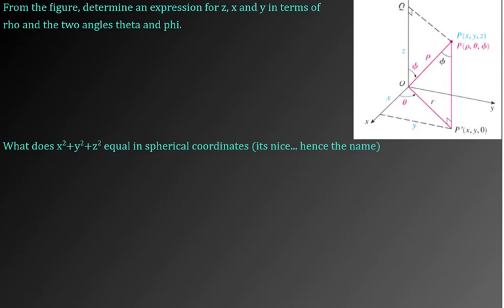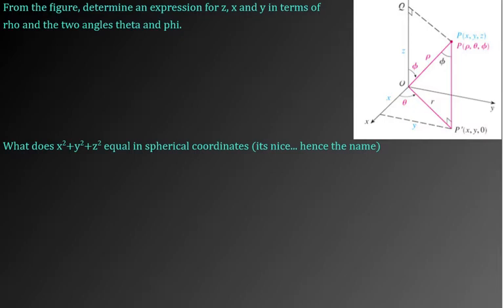All right, so I really want to build up where these conversions even come from. Based off of just this figure alone, we're going to determine an expression for x, y, and z in terms of rho and the two angles theta and phi.